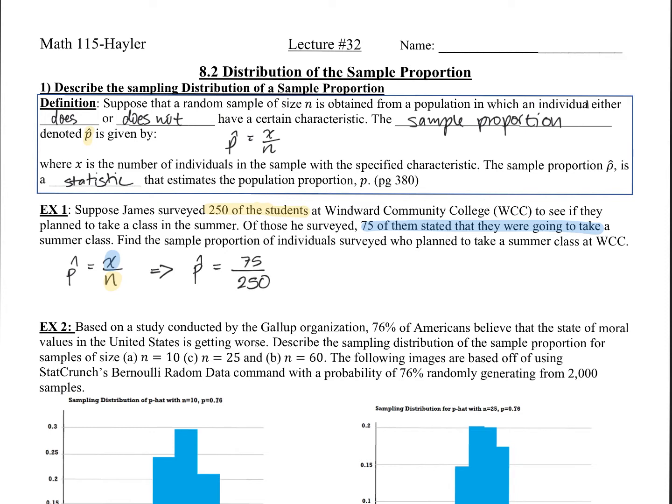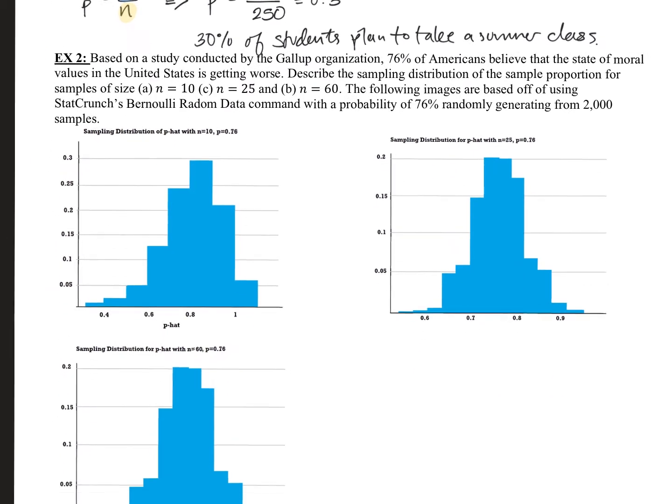And what does that come out to be? Okay, so that comes out to 0.3, or 30%. So our answer would be, we could say 30% of students plan to take a summer class. Period.